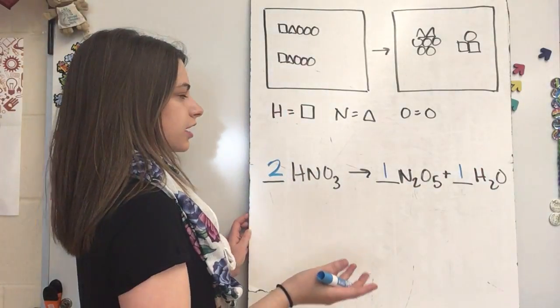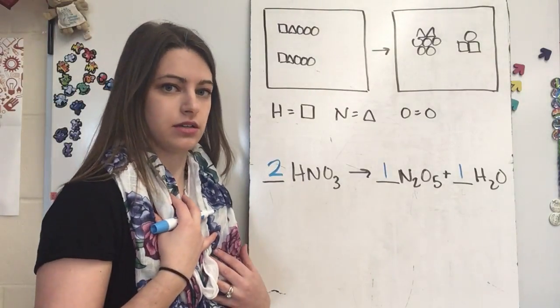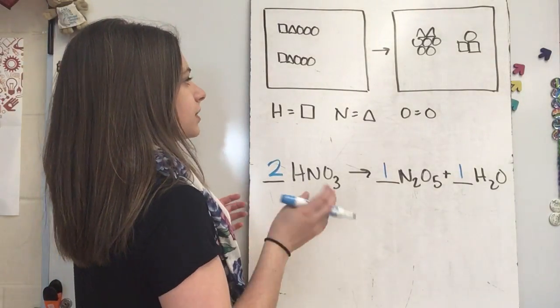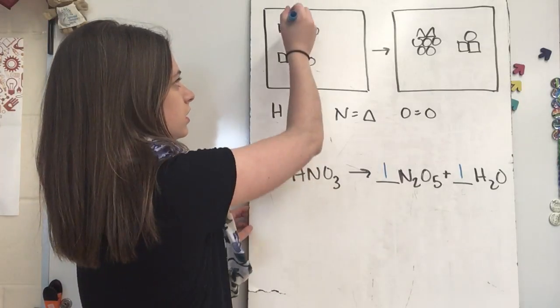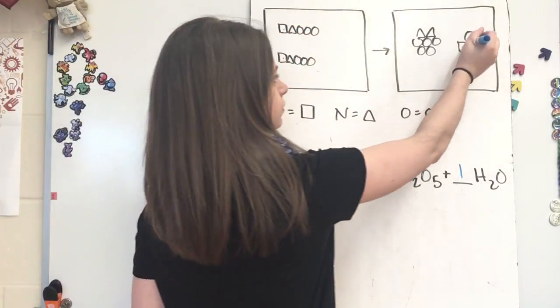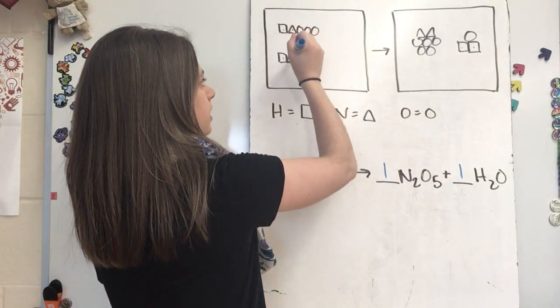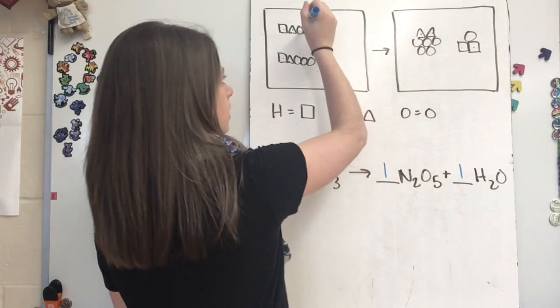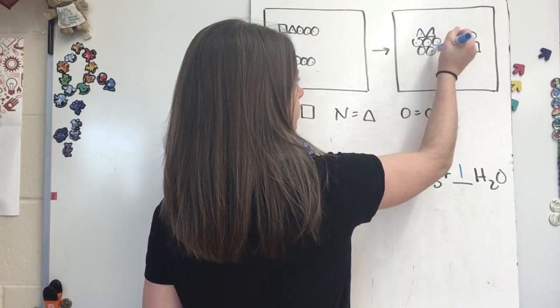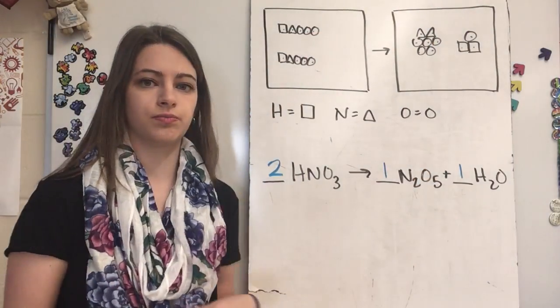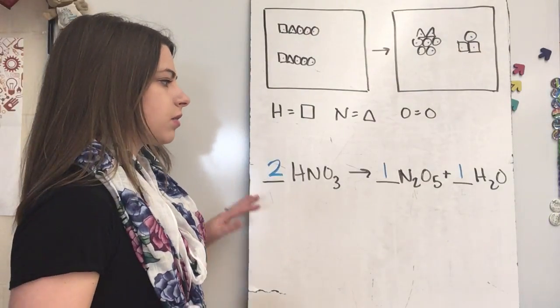And just to double check and make sure that I didn't make any mistakes when I drew the particle diagram to start with, I'm going to check to make sure that I have the same number of squares and triangles and circles before and after. So I have 2 squares, 2 squares, 2 triangles, 2 triangles, and 1, 2, 3, 4, 5, 6, 1, 2, 3, 4, 5, 6 circles. So I'm good.